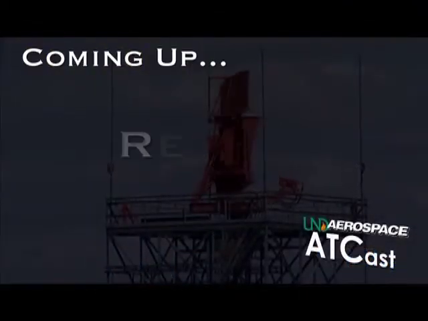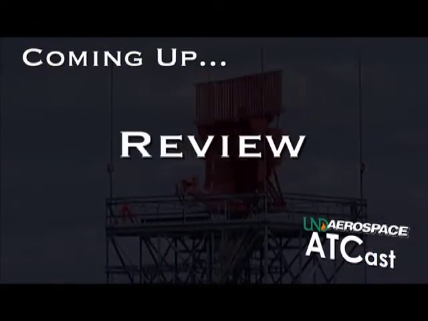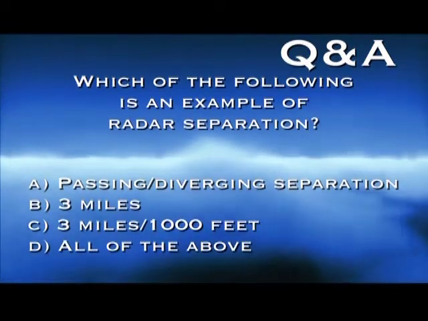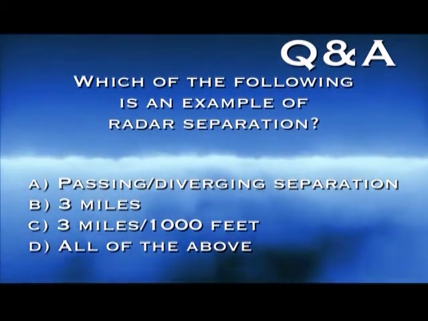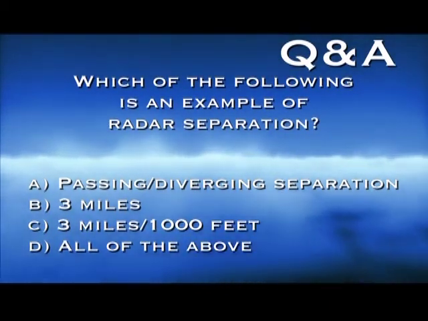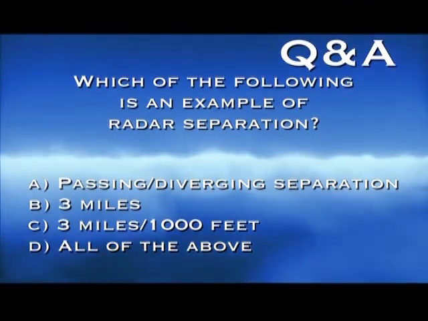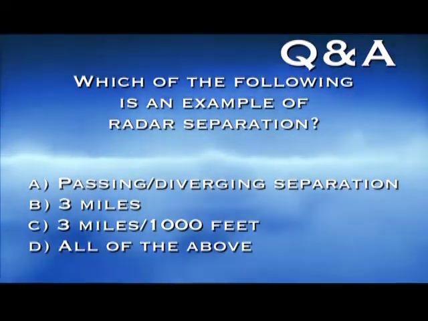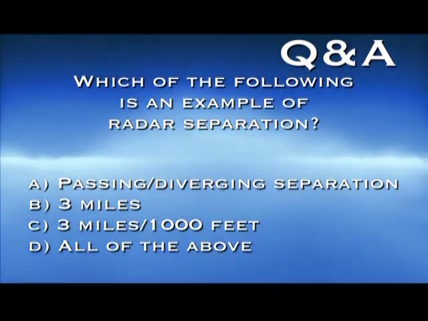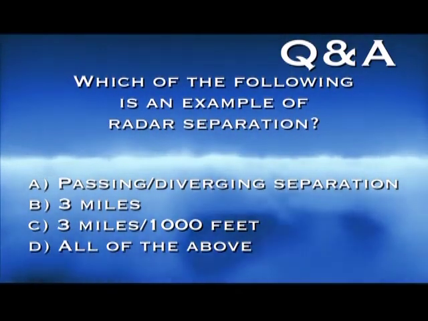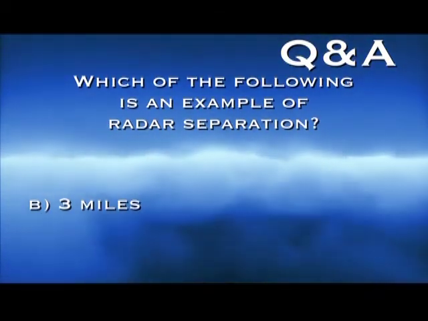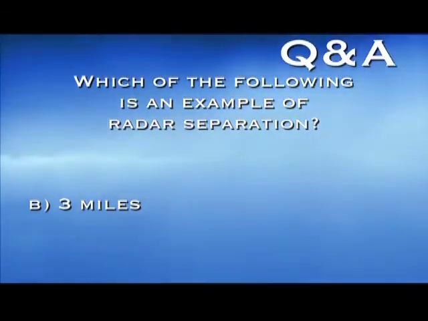Coming up next, we'll review the key concepts from this episode. Which of the following is an example of radar separation? A. Passing or diverging separation. B. 3 miles. C. 3 miles and 1,000 feet. Or D. All of the above. The correct answer is B. Radar separation refers strictly to mileage as observed on a radar display.